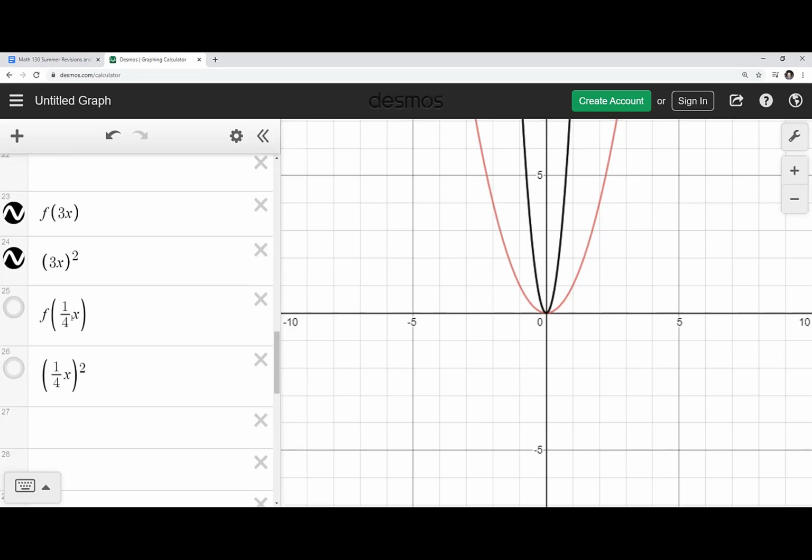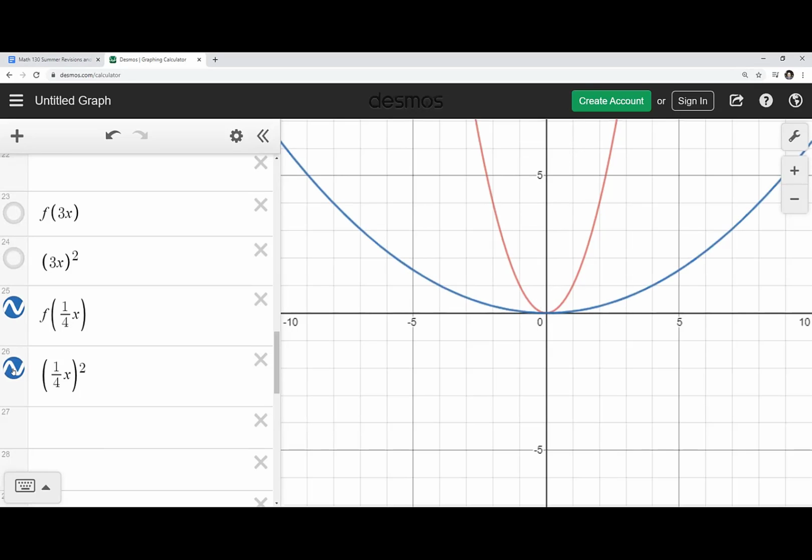Now, if we multiply by a number that's less than 1, like 1/4, this is going to be a horizontal stretch. It's like pulling our arms along the x-axis. And here's our function notation for that. So if you multiply your input by a number that's bigger than 1, that's a horizontal compression. We're smushing it, like we have here with the black graph. But if you multiply your input by a number that is less than 1, it's a horizontal stretch. So we're pulling along the x-axis.